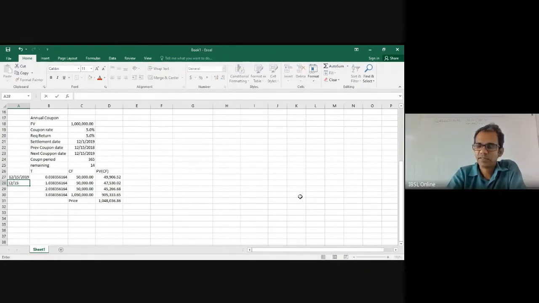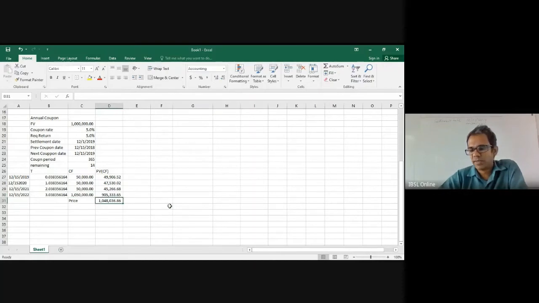December 15, 2019, December 15, 2020, December 15, 2021, and December 15, 2022. So those are the timings of cash flows. So in each period you get the coupon, and in the final one you get the coupon and the face value. So we get this figure. We'll see why.